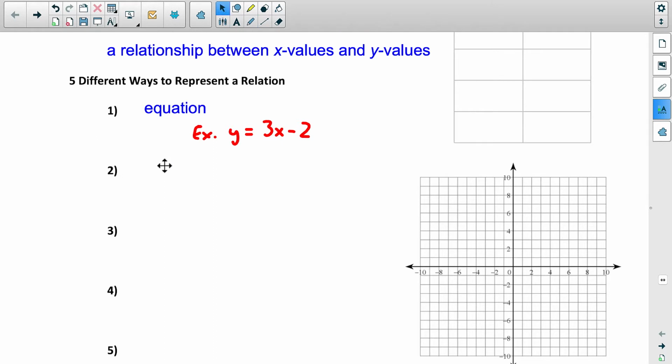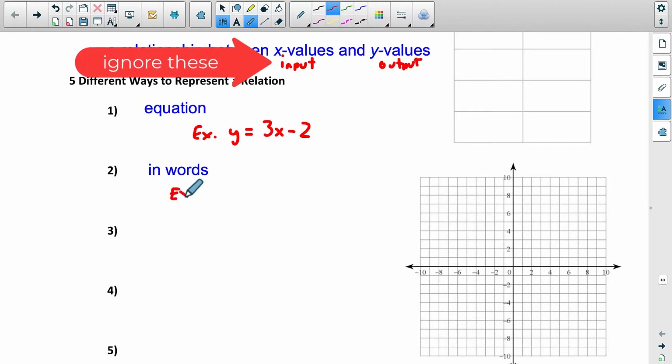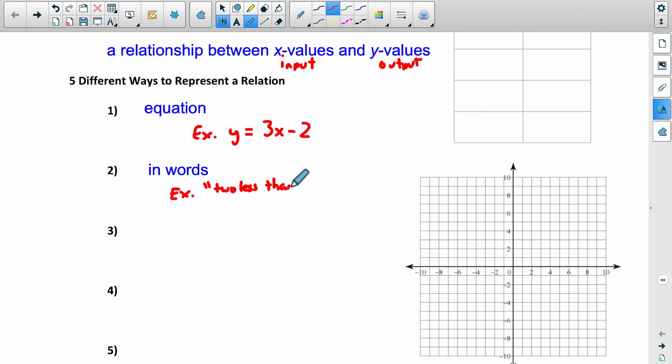What is the relation? Well, another way we could do is we could talk about it in words. What's happening here? What's happening to every x value? So I'm going to use the same relation, this y equals 3x minus 2. What's happening to the x's is you're multiplying them by 3 and then subtracting 2. So in words, I'm going to put it in quotations to show we're talking, you could say "2 less than 3 times a number." Okay, so this is a relation. This is the exact same relation. It's just shown in a different way.